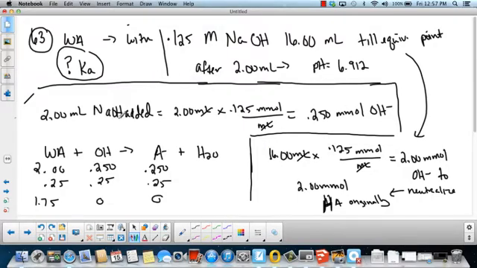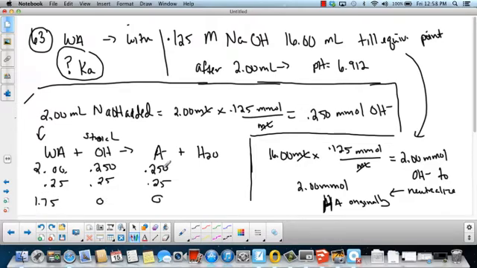Now, the next step is it says after 2 milliliters, the pH was 6.912. So now I can use that to my advantage in order to figure out the Ka. If I had 2 mL added and I use my molarity conversion, it means that 0.250 millimoles of hydroxide had been added into that solution. So if I come down to my stoichiometry ice table, so to speak, I start with the initial amount of 2.00 for my weak acid. That's because I know that's what it took to neutralize it. Now, after adding 2.00 milliliters, 0.250 hydroxide reacted, and 0.250 of the anion was produced, which means that I had 1.75 for my weak acid.